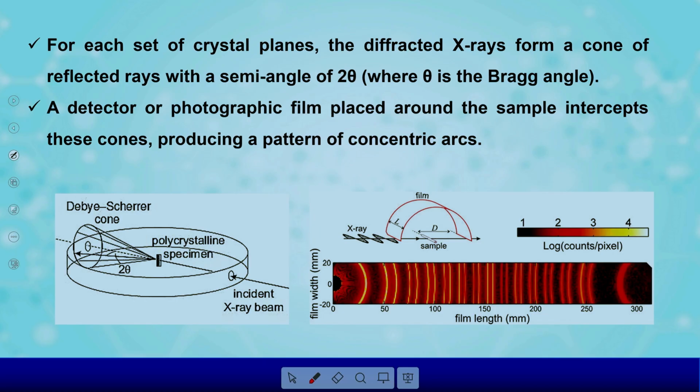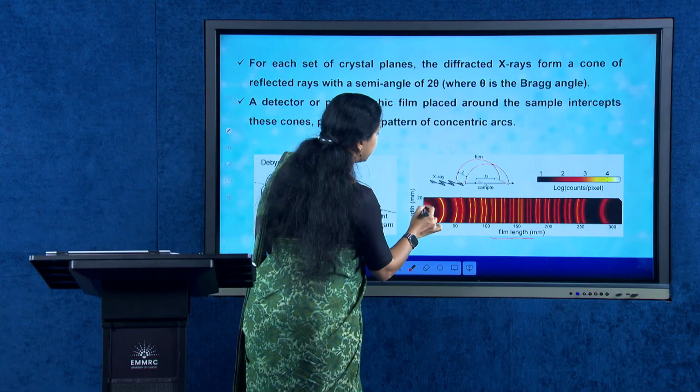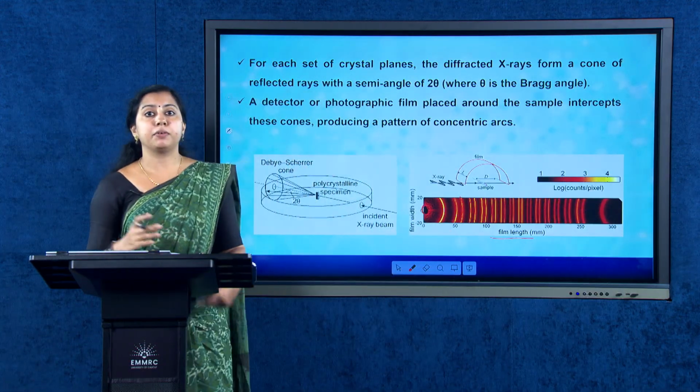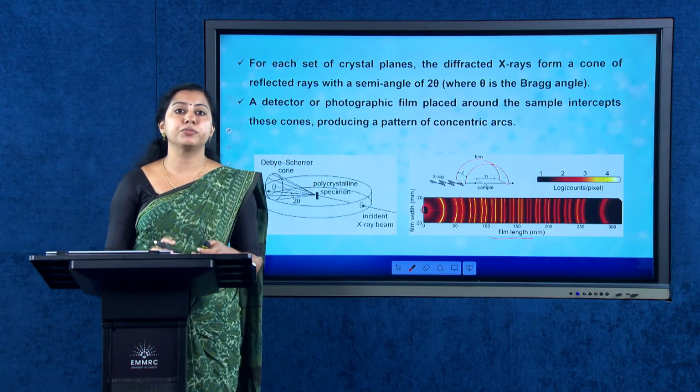Now, these diffracted rays are detected by a detector or a photographic film placed around the sample, and that intercepts these cones. And when we uncoil the cylindrical film, we can see a pattern of concentric arcs as you can see on the screen here. You can see that a pair of arcs are equidistant from this central spot, symmetrically situated on either side of it.